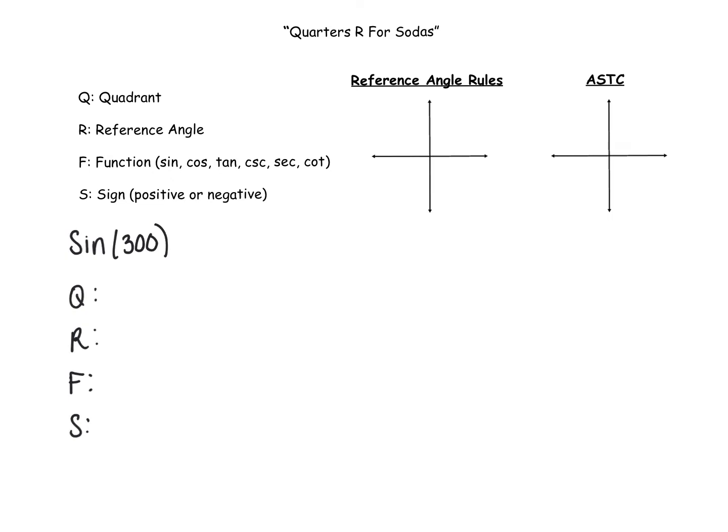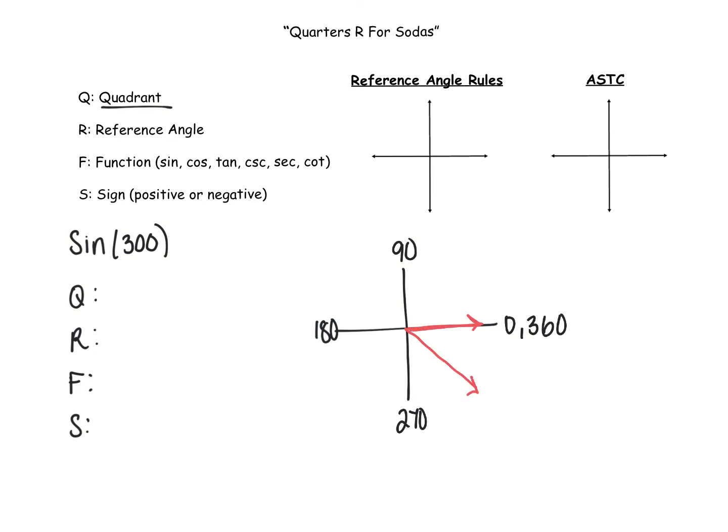And we're going to figure out what quadrant we're in. Q stands for quadrant. So let's draw a picture. We know that if this is 0, 90, 180, 270, and 360, we know that 300 is probably going to be in the fourth quadrant, right? It'd probably be somewhere in here. So if we were to graph the angle, theta would be looking something like that. Theta equaling 300.